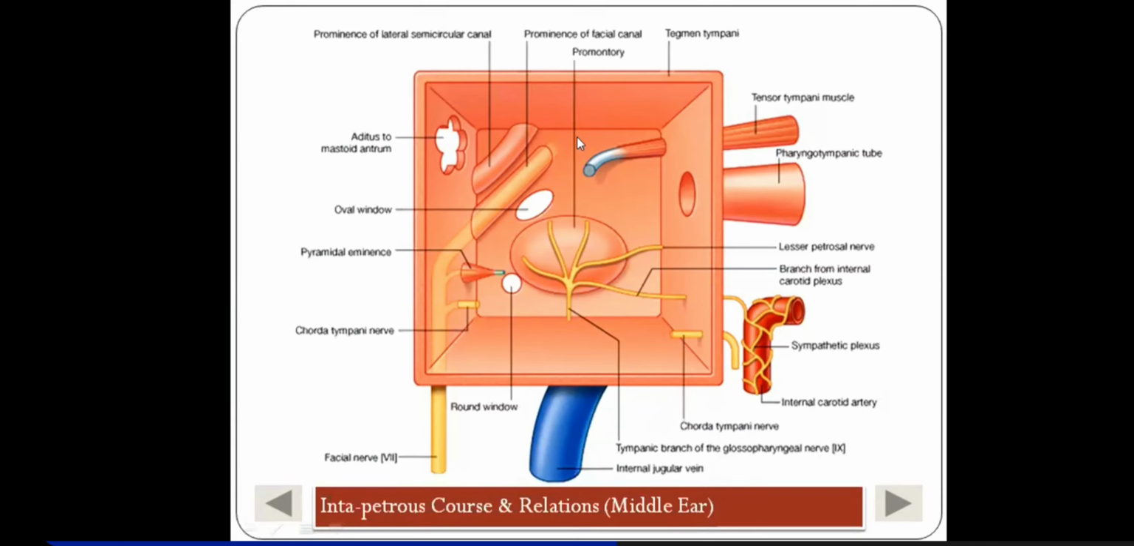Now look here, this is the lateral semicircular canal, and this is the oval window. It will be covered by the stapes, right? So this is the prominence of the facial canal. So the facial canal is running posterosuperiorly here as the second part. Then the third part will run behind the posterior wall. This is the second bend.